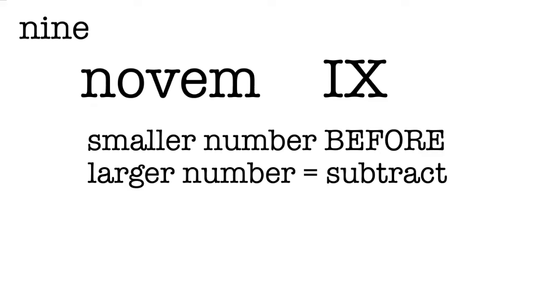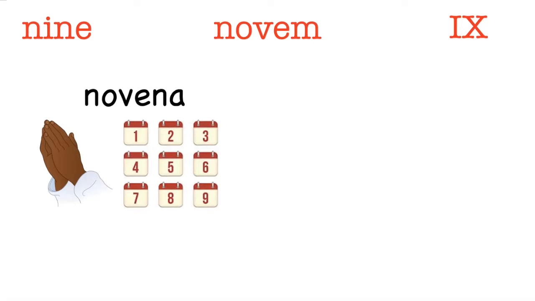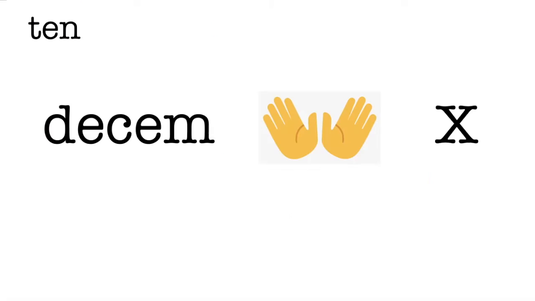But going back to 9, because we skipped 9, we're going to be doing math again. 9 is novem, and it's IX. So this is, again, the smaller number before the larger one, so we're subtracting. So that's X minus I, 10 minus 1 gives us 9. And for derivatives, a novena, if you're familiar with this, is 9 consecutive days of prayer. And then November, of course, when it was named, it was the 9th month.